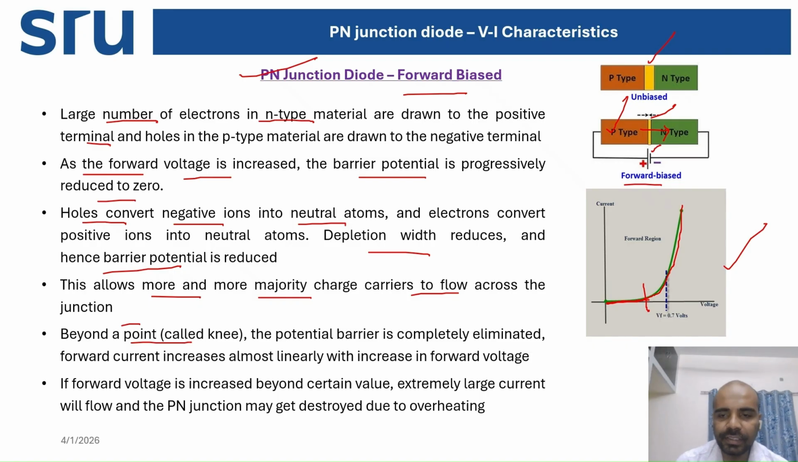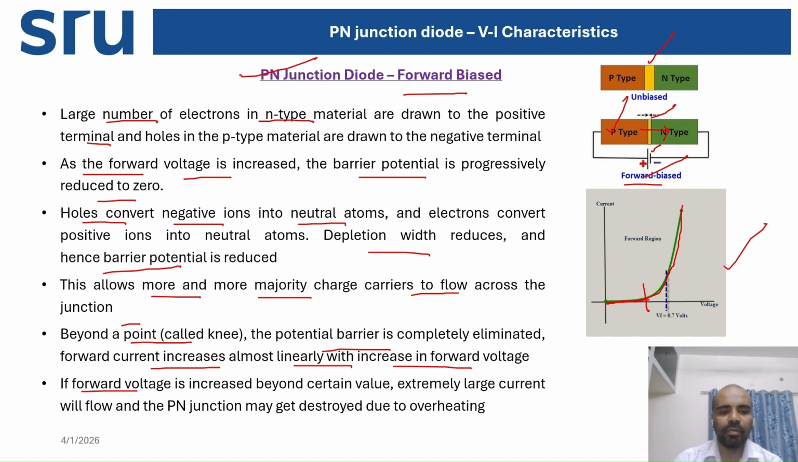And beyond a certain point, that is the knee voltage or the barrier potential, the current increases almost linearly with the increase of forward bias voltage. So this is the IV characteristic of a PN junction diode in forward bias condition, right?